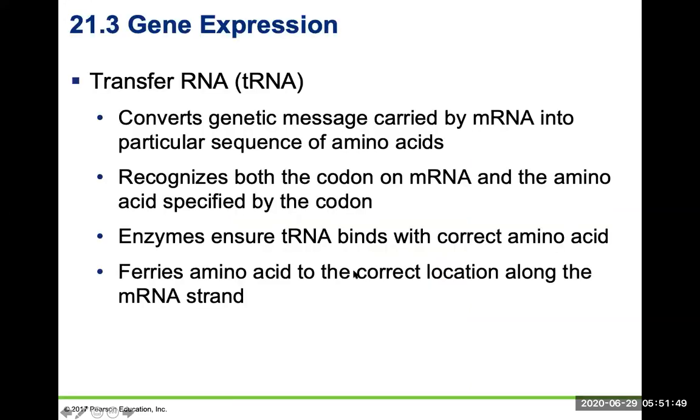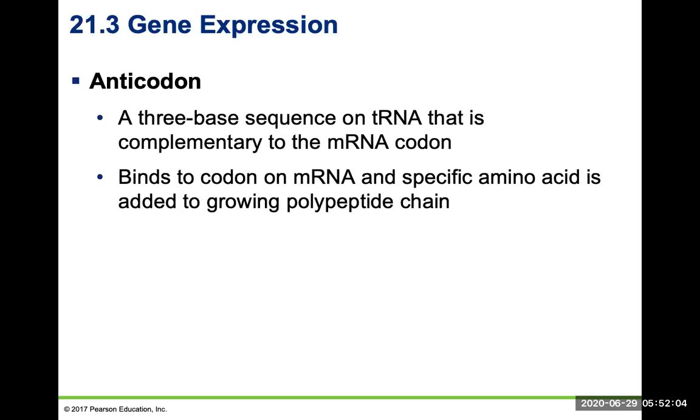Transfer RNA converts the genetic message carried by mRNA into a particular sequence of amino acids. It'll recognize both the codon on the mRNA and the amino acid specified by that codon. So tRNA basically brings in the correct amino acid, and we call the anticodon a 3-base sequence on the tRNA that's complementary to the mRNA codon. So your tRNA is just going to bring in this anticodon that will be complementary to the mRNA codon to bind for a protein. It's important to note, though, that the codon itself on the mRNA is what we'll use to translate for the protein.